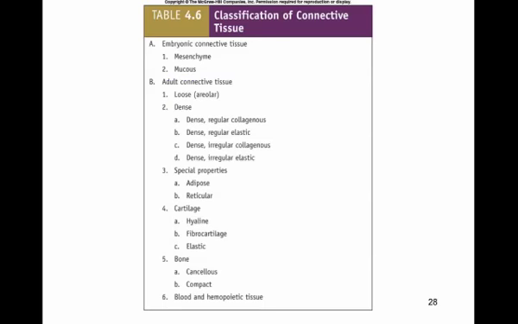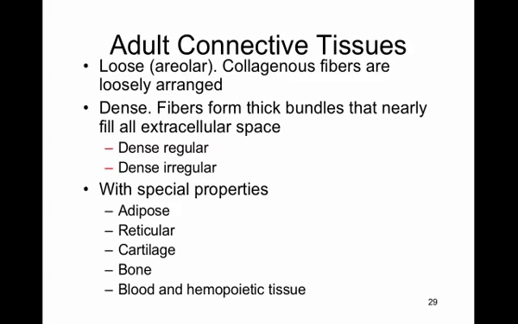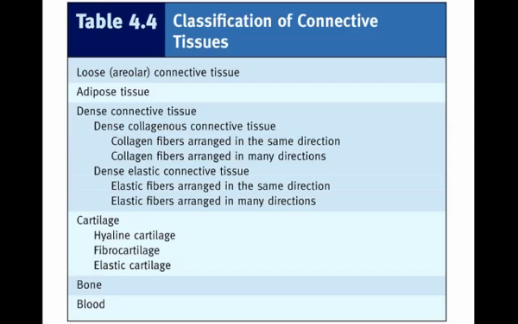So we're going to go through the adult connective tissue here: loose, dense, adipose, reticular, cartilage, bone, and blood. The loose or areolar fibers are collagenous fibers that are loosely arranged, and we'll see a picture of it on the next slide. Then dense fibers form thick bundles, and those are more like the tendons and ligaments. And then there are some with special properties we'll get to a little later. We'll go through each of those.